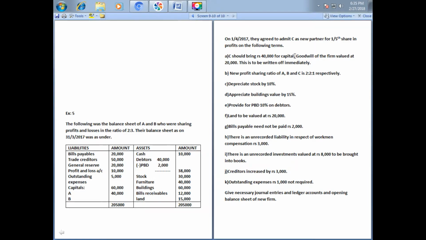So the old partners created goodwill in the firm. After creating the goodwill, immediately they are going to cancel the goodwill. And another new point is adjustment number B. The new profit sharing ratio of A, B and C is 2:2:1 respectively. The new profit and loss ratio is also given in the question.